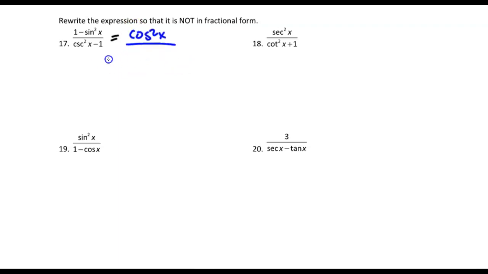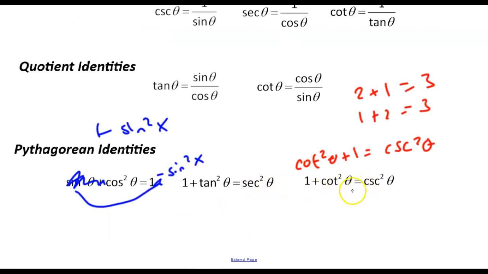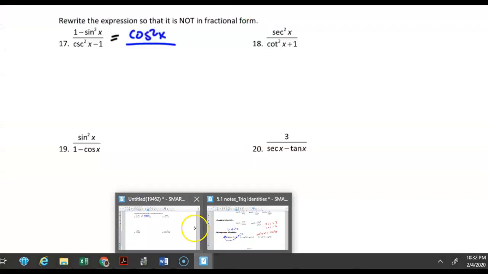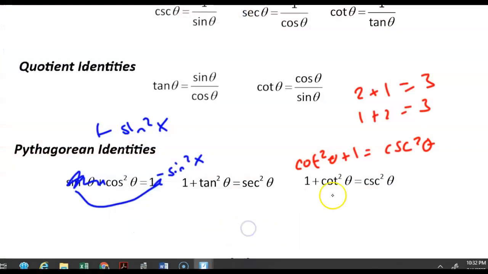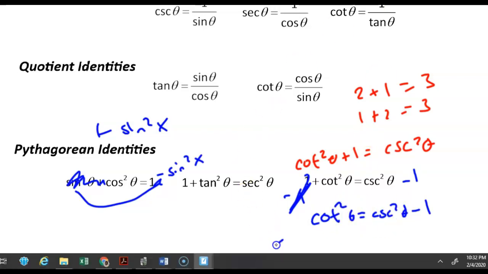Alright. And then this one right here, can we find that? Cosecant squared of x minus 1. Let's go back to our Pythagorean identities. Was that cosine or cosecant? Cotangent. No, I'm on the wrong one. Cosecant. That's cosecant minus 1. So yeah, we can get that. Minus 1 on both sides, right? Cotangent squared of theta equals cosecant squared of theta minus 1. So that's what we're looking for. So we know that equals cotangent squared of theta. See? You just rewrite these to fit your equation.